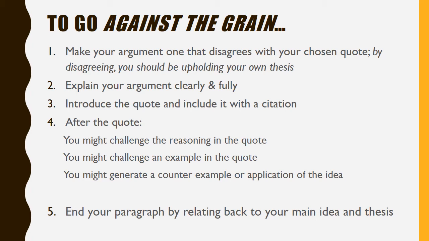To go against the grain of a quote, make your argument one that disagrees with your chosen quote, but by disagreeing, you should still be upholding your own thesis. Explain your argument clearly and fully. Then, introduce the quote and include it with the citation. Finally, to go against the grain, you can challenge the reasoning in the quote, an example in the quote, or generate a counterexample. End your paragraph by relating back to your main idea and thesis statement.